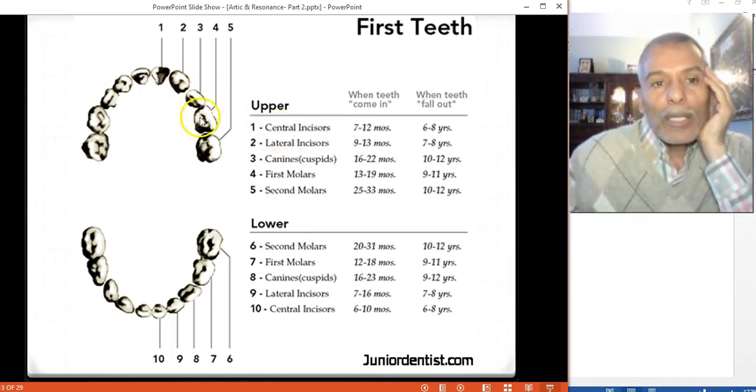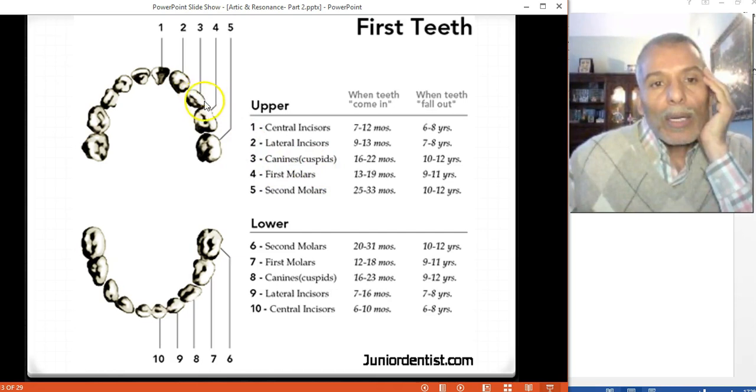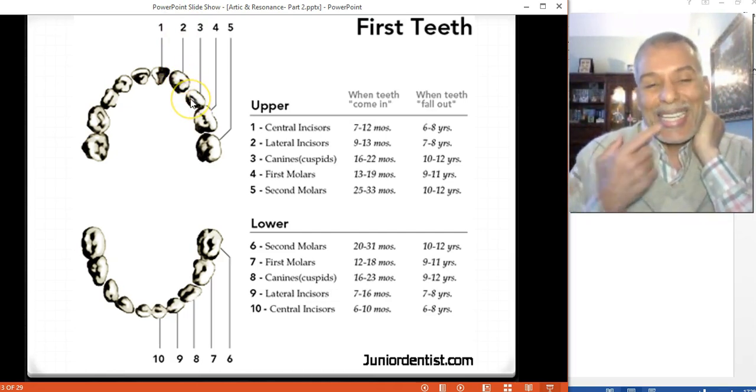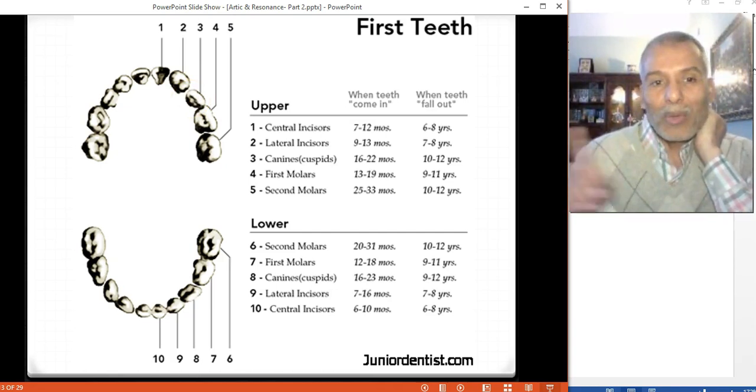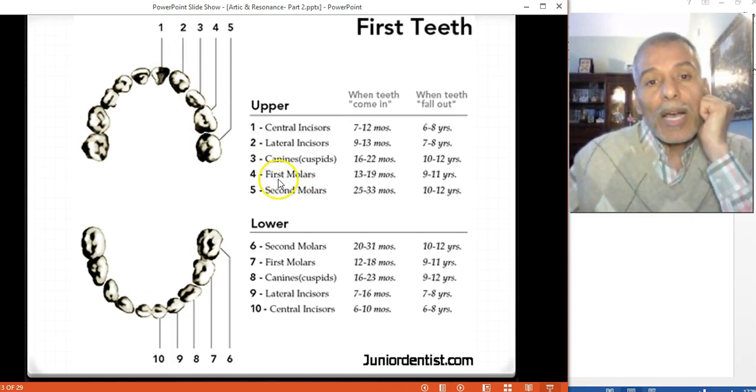So 2 central incisors, 2 lateral incisors, and then on either side, after the lateral incisor, you have a canine. The canine is that tooth that is jagged and sharp. One is here and one on the other side. Whatever you have on the right, you also have on the left. Then you have 2 molars, first molar and second molar.